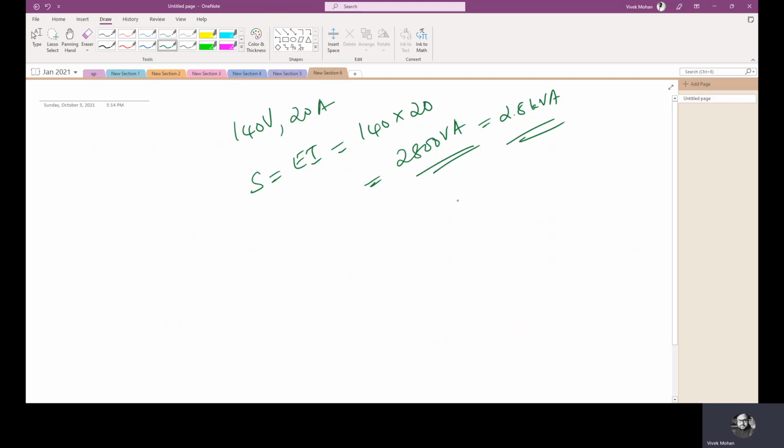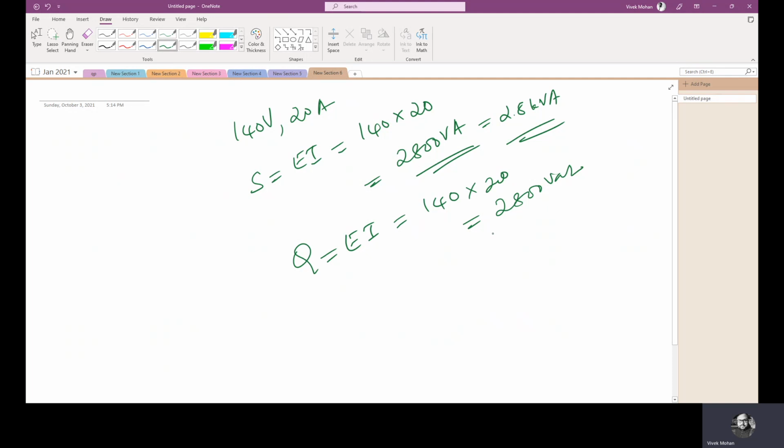Right. Now if I want to find the reactive power, Q equals, again, how will I find? EI, reactive power is EI, which is equal to 140 into 20 equals 2800 VAR. Right.